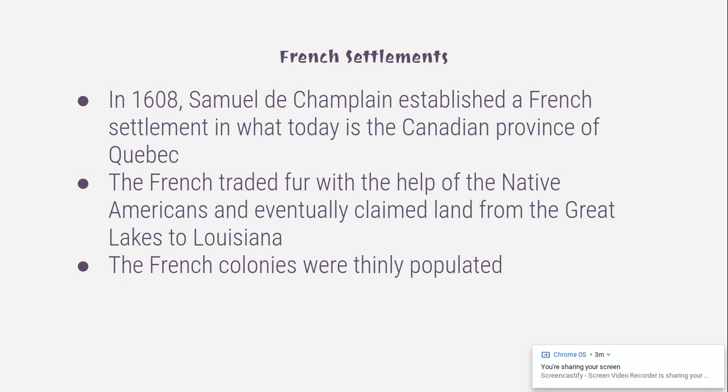French settlements. In 1608, Samuel de Champlain established a French settlement in what is today the Canadian province of Quebec. The French traded fur with the help of Native Americans and eventually claimed land from the Great Lakes to Louisiana. The French colonies were only thinly populated, unlike the British North American colonies, which were home to over 1 million people by 1750.